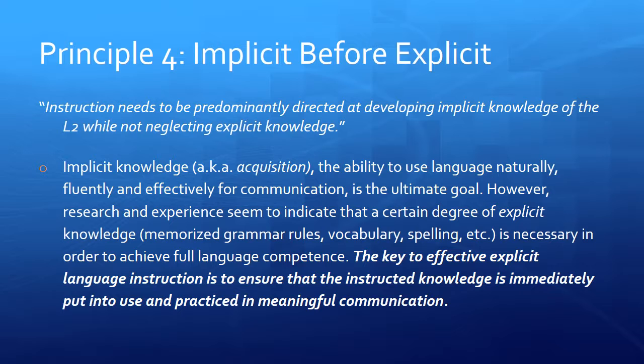However, we also need a certain degree of explicit knowledge. That is, the rules of grammar. I say, I walk, you walk, he or she walks. We need that S, right? That sort of thing has to be taught as a rule. Vocabulary. Some vocabulary will be learned naturally. Other vocabulary is going to have to be memorized. Spelling. Some people are gifted enough to just pick up spelling naturally. Most people have to be taught spelling, right? It takes a lot of practice.